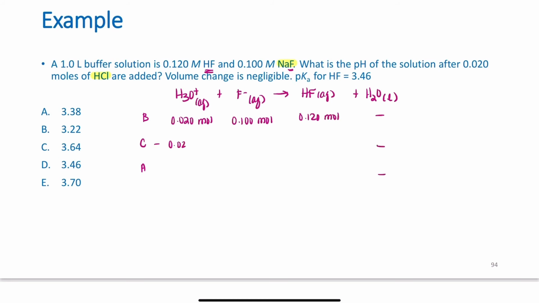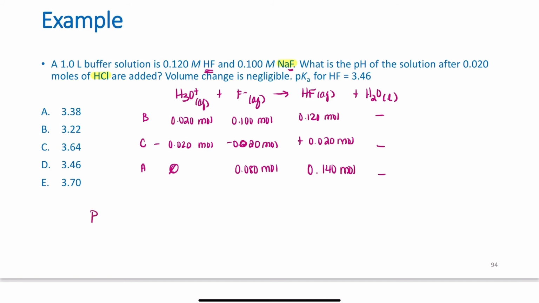Subtract the smallest of the two numbers. On the reactant side, subtract it, and on the product side, add that. I don't have any H3O plus left over. After the neutralization, I have 0.080 moles of F minus left over, and because I've produced some more HF, I now have 0.140 moles of HF left over.